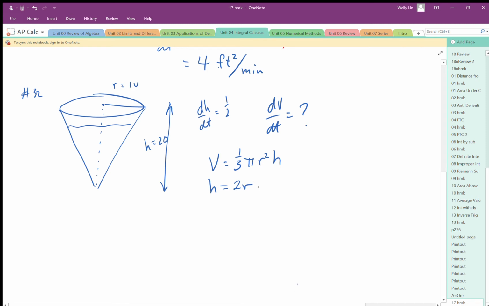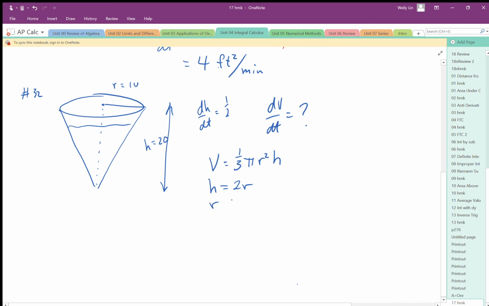I could figure out dr by dt by just differentiating this by saying dh by dt is equal to 2 dr by dt. Okay, so if the height goes down by 1/2, the radius, I'm going to divide by 2. The dr by dt is going down by 1/4 foot per minute. Okay, we could do that, and we can use dr instead of dh. Okay, so that's an option. I'm just going to keep the h, because I think most people would want to use the h since the h is given in the problem.